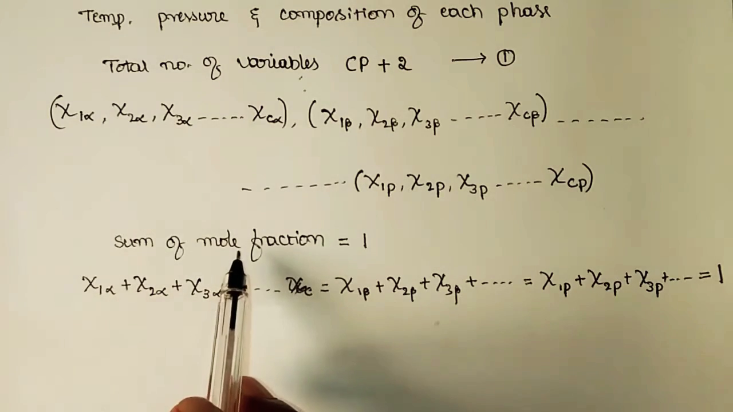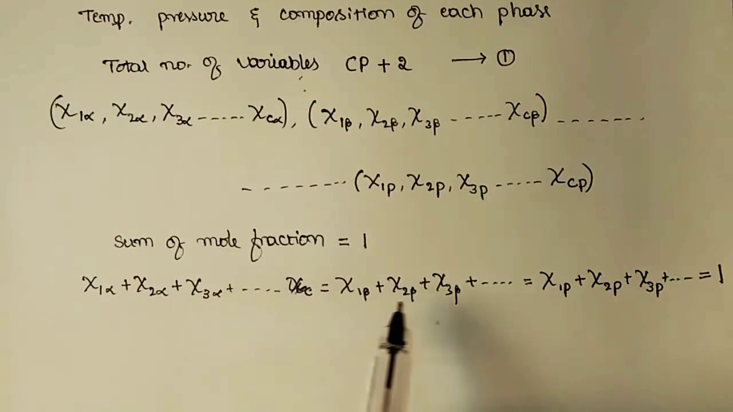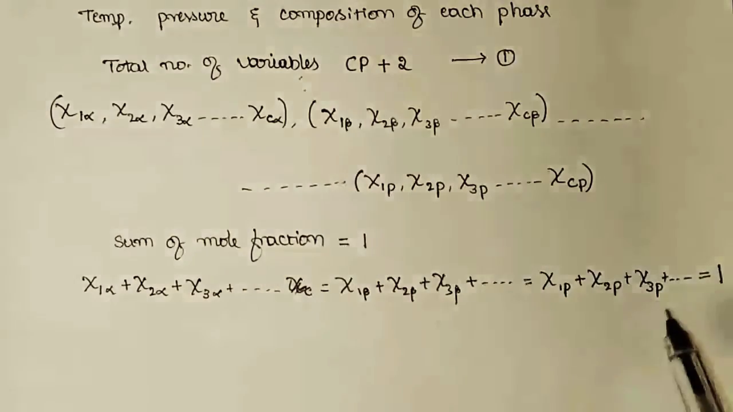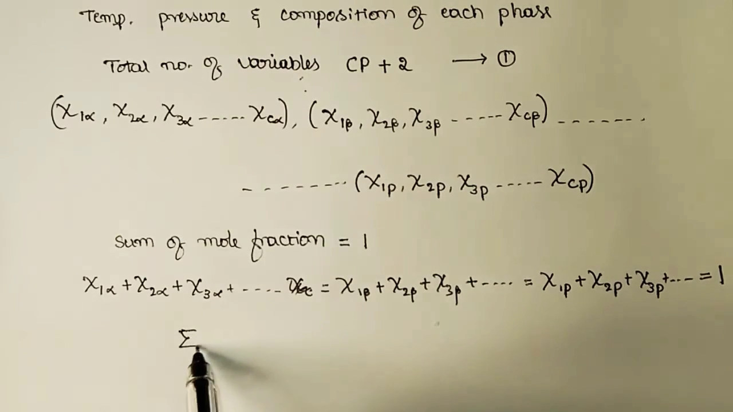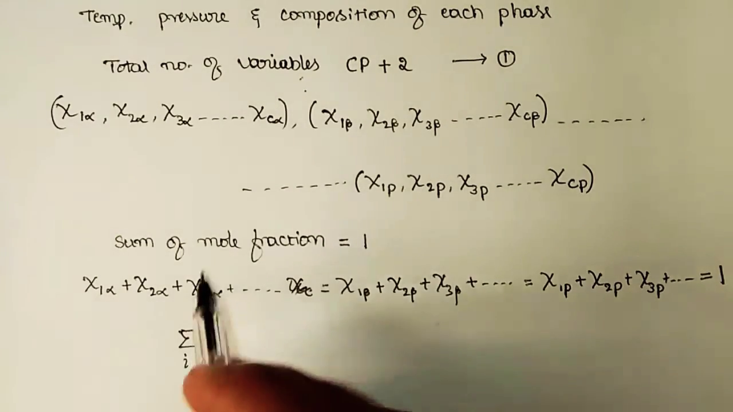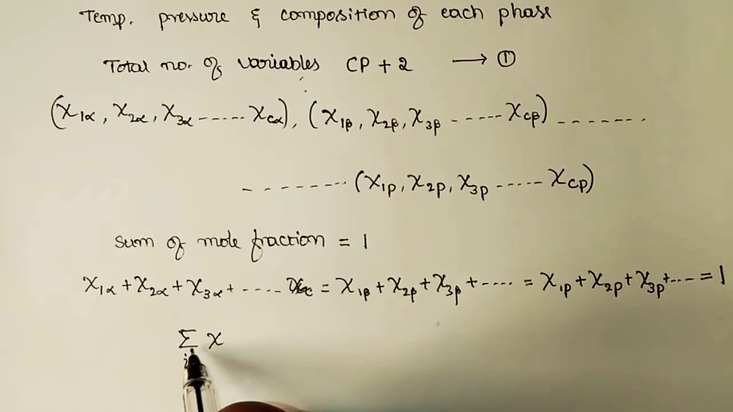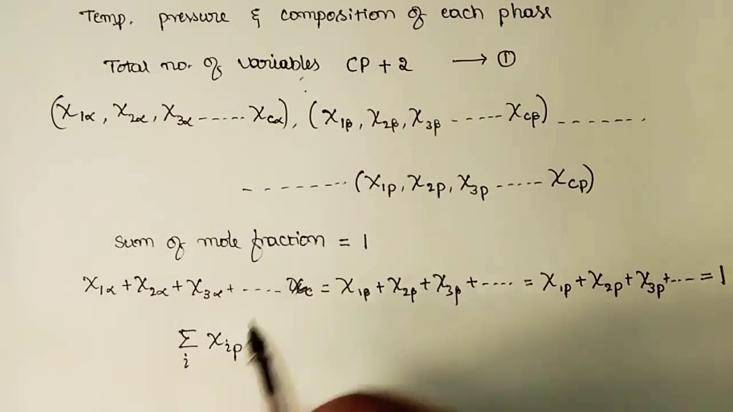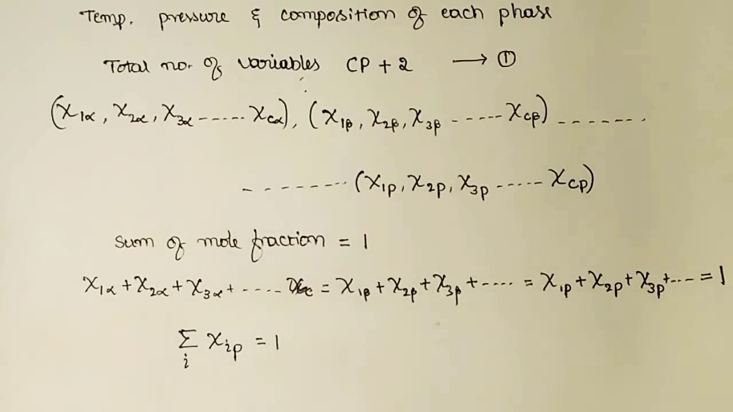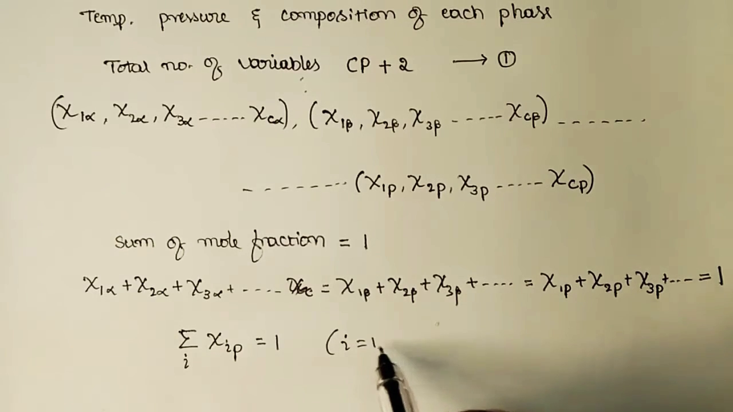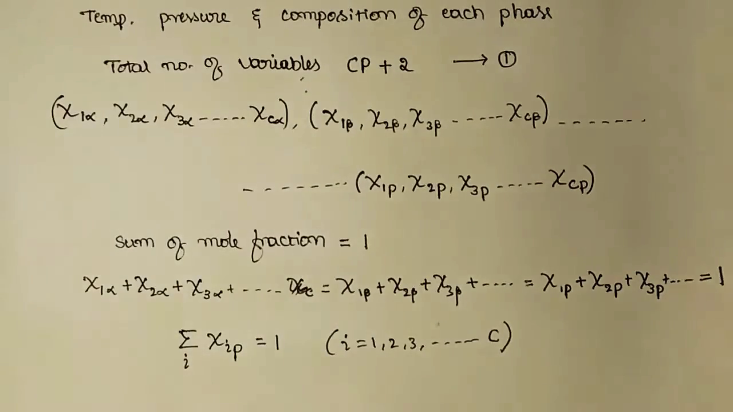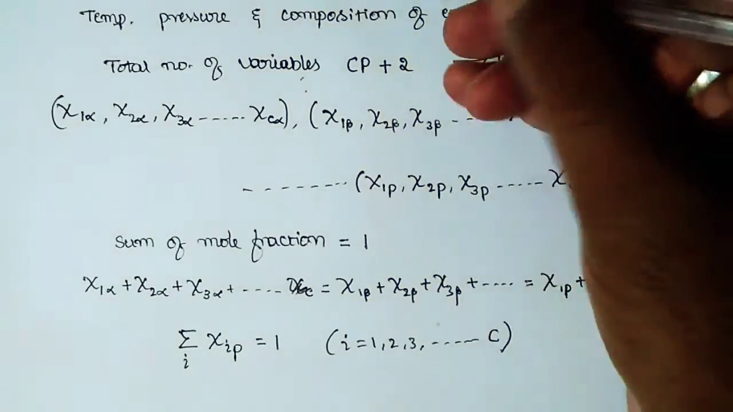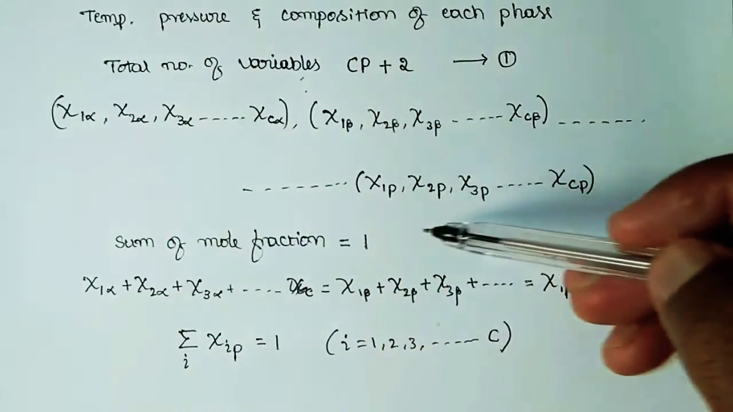Right. So according to the condition, the sum of mole fractions of all the components present in a system will always equal 1. So we can write in this way, summation over i of the mole fraction of i-th component present in each phase will always equal 1, provided i will be 1, 2, 3, so on up to C number of components. So this is the condition we have said, that is, sum of mole fractions is equal to 1.